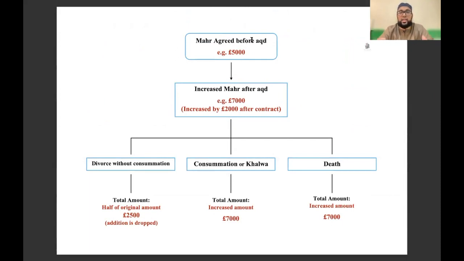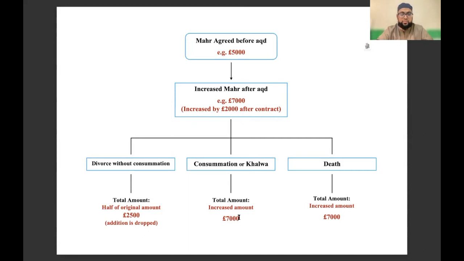But then after the aqd, they increased it to £7,000. So the increase is £2,000. So the new amount is £7,000. The original amount is £5,000. Now, if the consummation or khalwa takes place, the increased amount, which is £7,000, will be due. So Zayd and Zainab got married, £5,000.